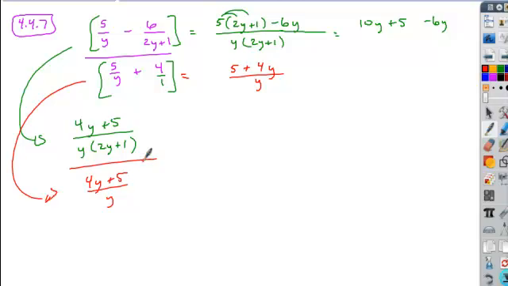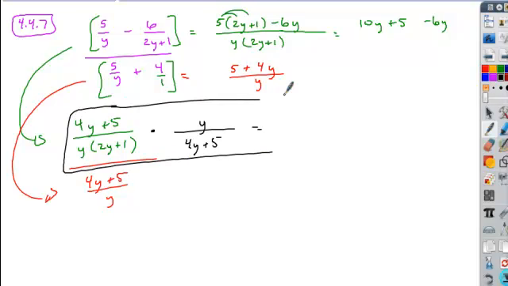So now what I'm going to do is use this fraction bar of my complex fraction and convert it into multiplication by inverting and multiplying. So instead of dividing by this quantity, I'm going to multiply by its reciprocal. So the y from the denominator gets moved up to the numerator. The 4y plus 5 gets moved to the denominator. And now as I simplify through this process, my 4y plus 5's cancel, my y's cancel. I'm left with 1 over 2y plus 1.